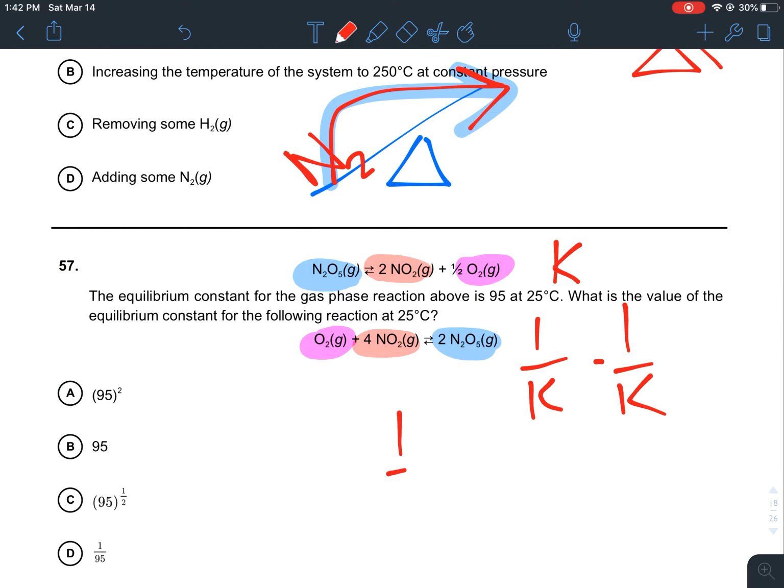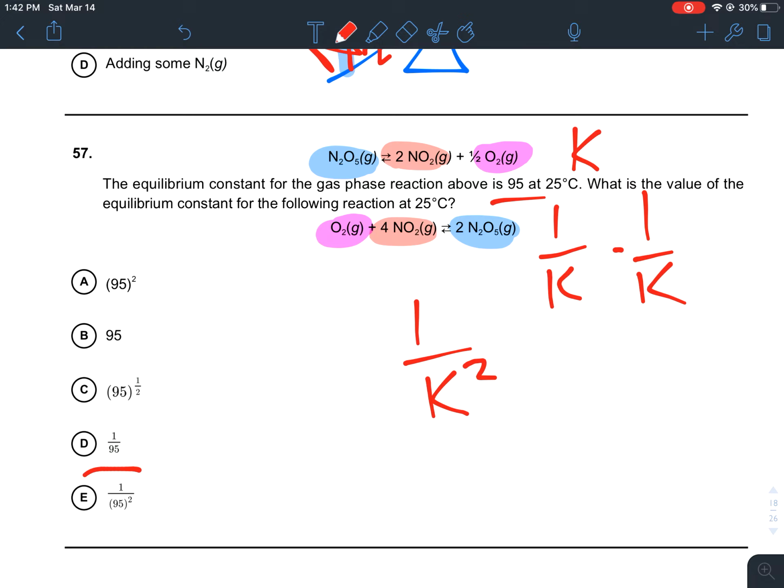So this is 1 over K squared. And the question told us that 95 was the K, so the answer has to be E. You had to flip it and you had to square it, okay? It's not Hess's law. In Hess's law, when you flip it, you just change the sign, and when you double it, you just multiply it by 2. Here, when you flip it, you make it the reciprocal, and when you double it, you square it.